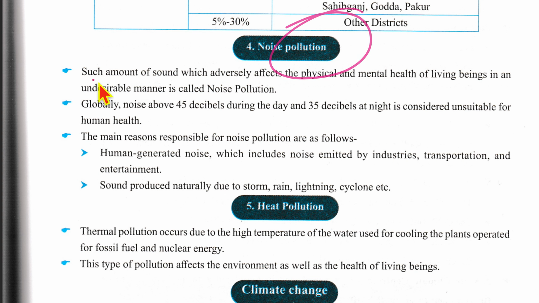Now, noise pollution. Such an amount of noise which adversely affects the physical and mental health of living beings in an undesirable manner is called noise pollution. Globally, noise above 45 decibels during the day and 35 decibels at night is considered unsuitable for human health. The main reasons responsible for noise pollution are human-generated noise, which includes noise generated by industries, transportation, and entertainment, and sound produced naturally due to storms, rain, lightning, cyclones, etc.